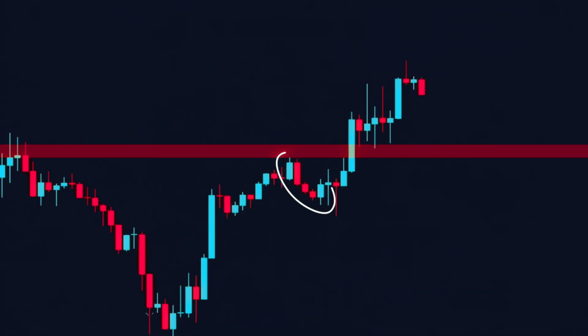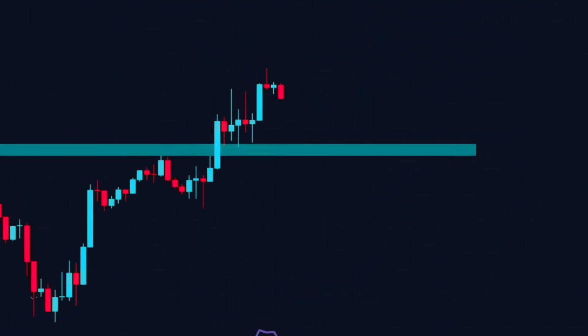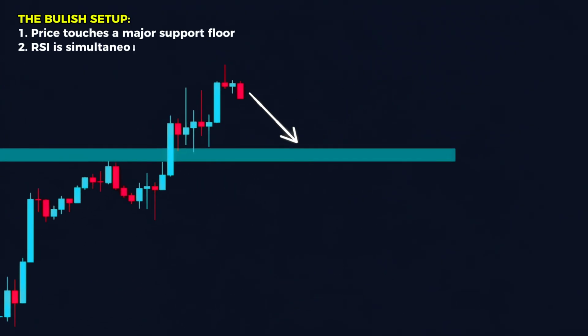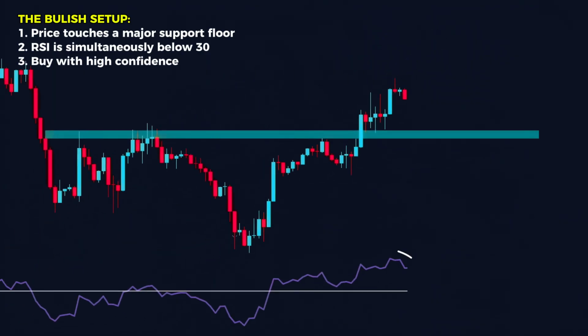First, we identify a clear, major support floor on our chart, where the price has bounced multiple times in the past. We do not buy immediately when price reaches this floor. Instead, we look down at our RSI speedometer. If the price touches our support floor at the exact same moment that the RSI drops below the 30 oversold line, we have a highly powerful double confirmation setup.